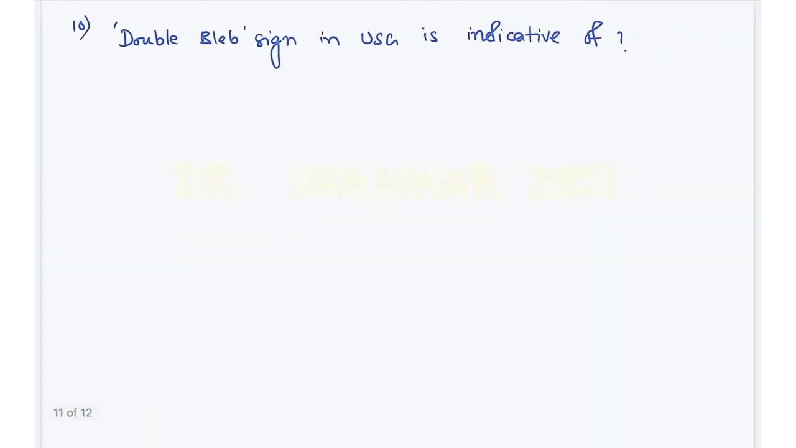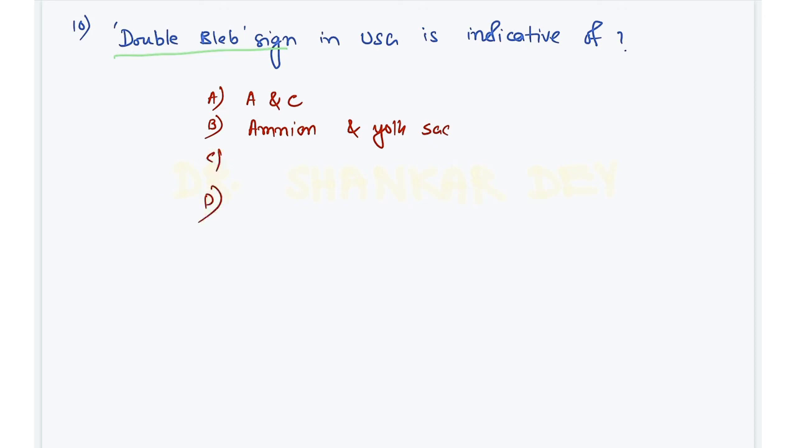Question number 10, double bleb sign. So double bleb sign in USG is indicative of. The options are like amnion and chorion, then amnion and yolk sac, then primary, secondary yolk sac, and like that. I forgot the rest two options, but in this case the answer will be amnion and yolk sac, seen as double bleb sign in USG.